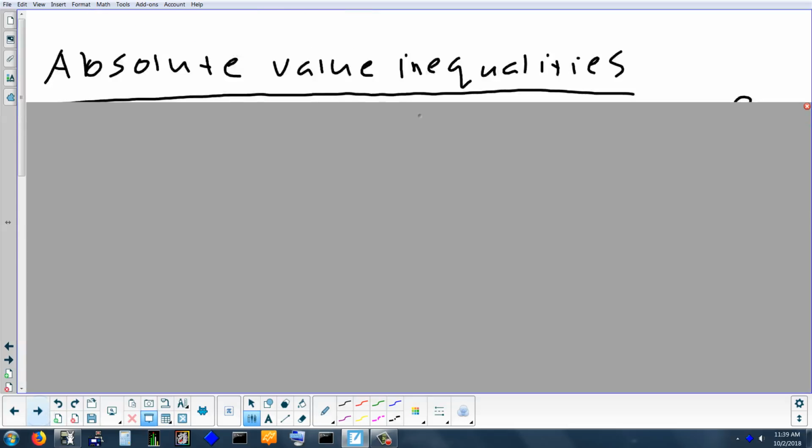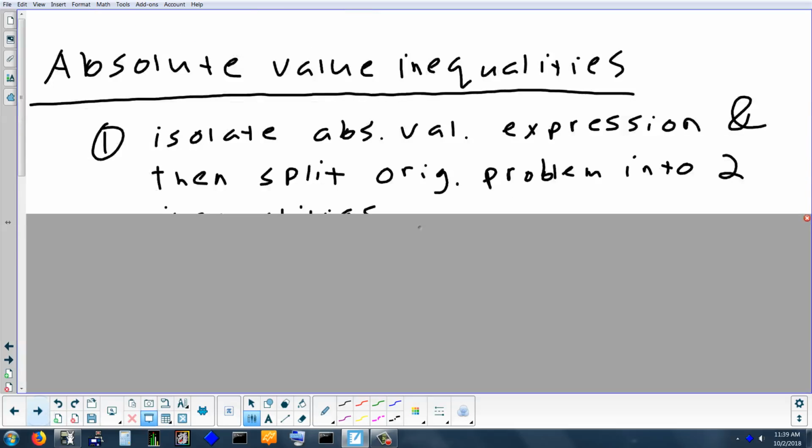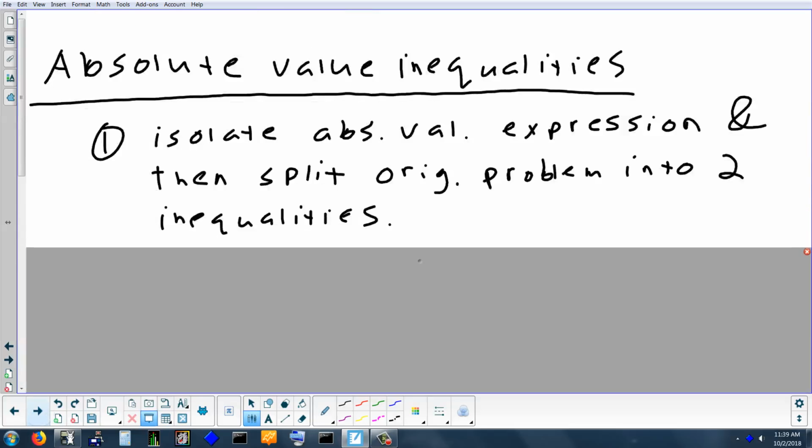All right, so last thing we're going to look at is, I think one of the last things we looked at yesterday, which was absolute value equations. This is absolute value inequalities. It's pretty much the same idea. In fact, the first step is exactly the same. When you have a problem with absolute values, you want to make sure it's by itself.